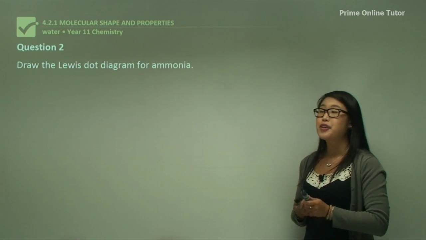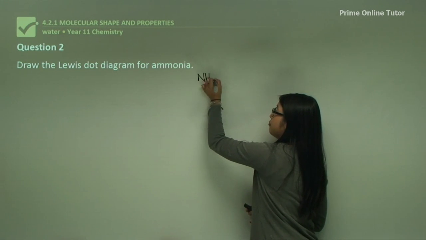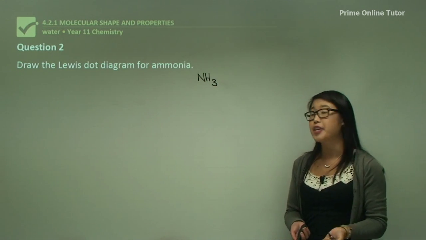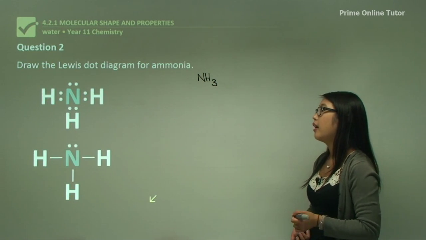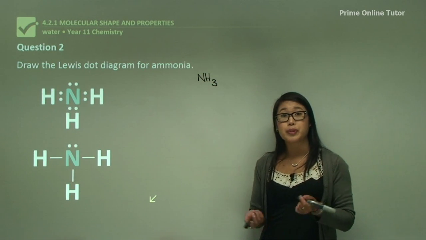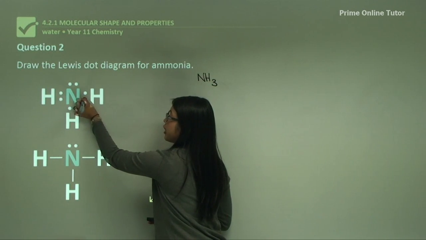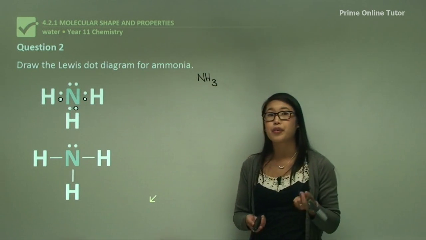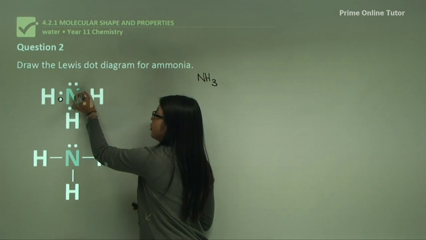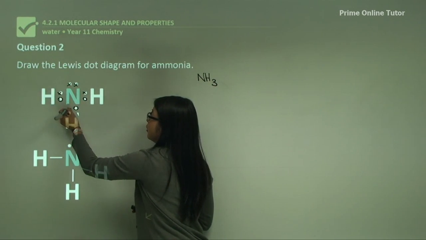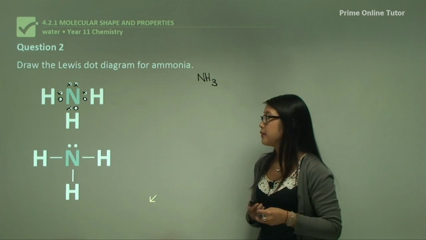Question 2. Draw the Lewis dot diagram for ammonia. So ammonia is NH3. So because there's 1 nitrogen atom, it's most likely the one to be in the middle, surrounded by 3 hydrogen atoms. So each hydrogen atom, as we said in the previous question, has 1 electron. So 1 electron from each hydrogen. If you look at the periodic table, nitrogen has 5. Five electrons. So in total, we have 8 electrons.